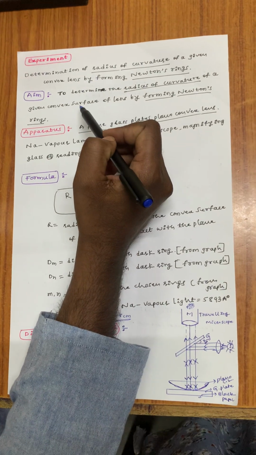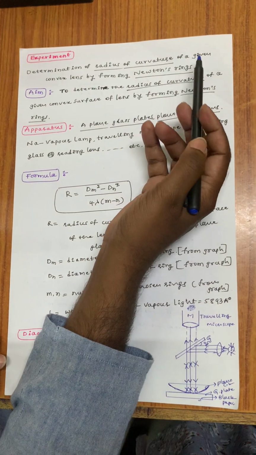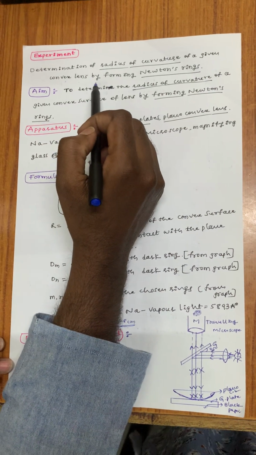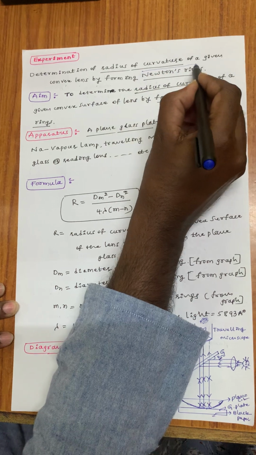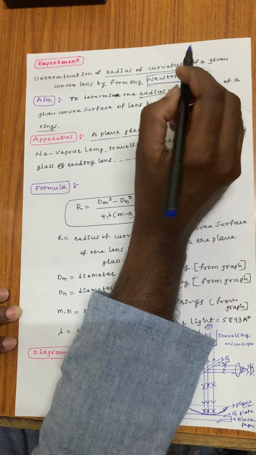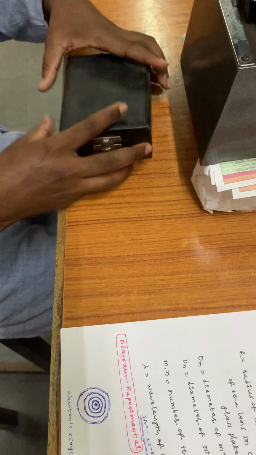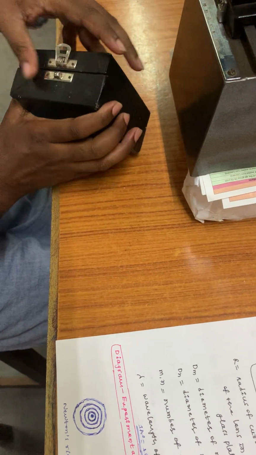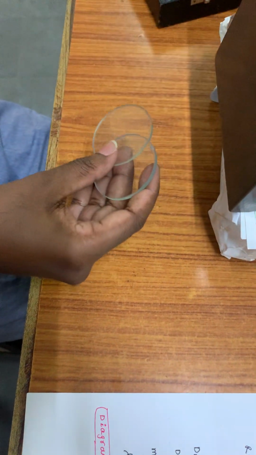From this experiment, we have to calculate the determination of radius of curvature of a given convex lens by forming the Newton rings. How do we form the Newton rings? This is a beautiful phenomenon. Here two lenses are there. Suppose you take this box. First you come to know how we form the Newton rings.